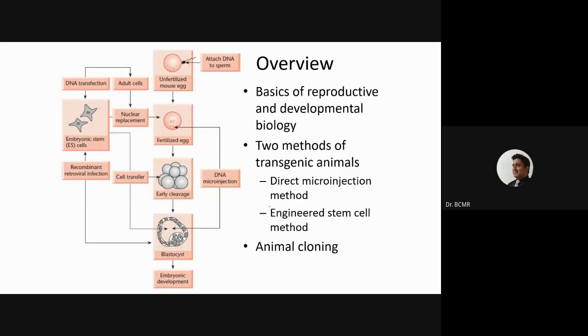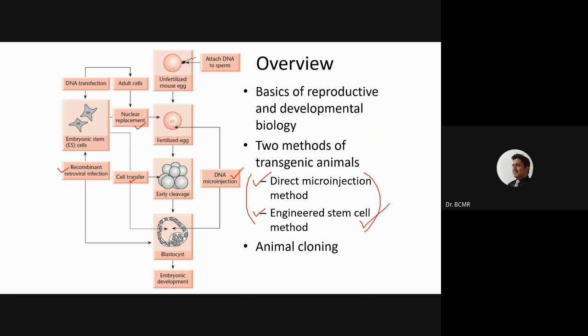So there are two broad categories or methods that are followed. One is the direct microinjection method, and the other one is called the engineered stem cell method. And these are important steps. There are several techniques like DNA microinjection, cell transfer, nuclear transfer. We have discussed all these things before. We know about retroviral infection, how we can use viruses for genetic reprogramming, for example. But what we will focus on today is the core concept of these two methods.